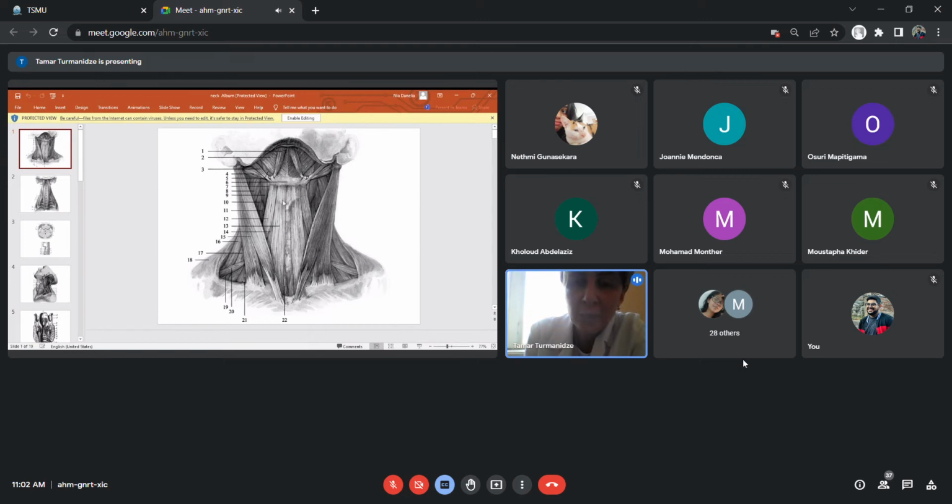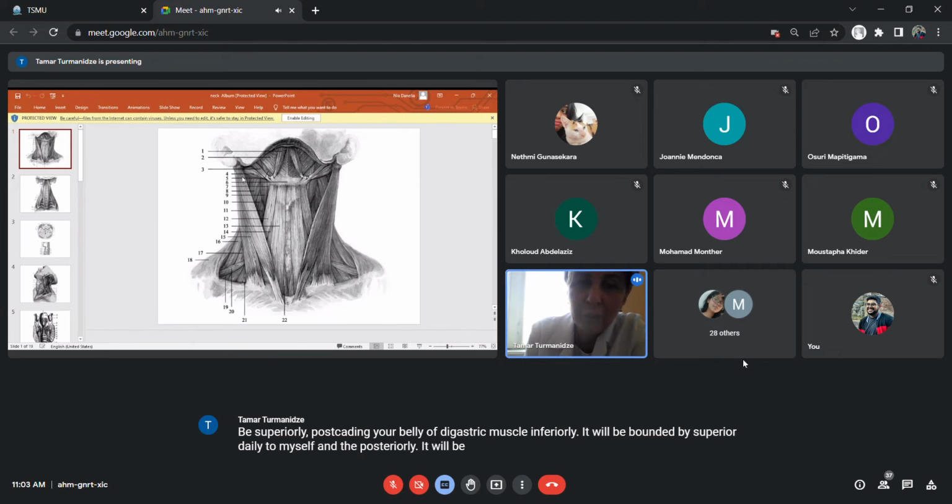In the infrahyoid region, we have what? Two carotid triangles and omotracheal triangles. Carotid triangle boundaries will be superiorly the posterior belly of the digastric muscle. Inferiorly, it will be bounded by the superior belly of the omohyoid muscle, and posteriorly it will be bounded by the anterior border of the sternocleidomastoid muscle.